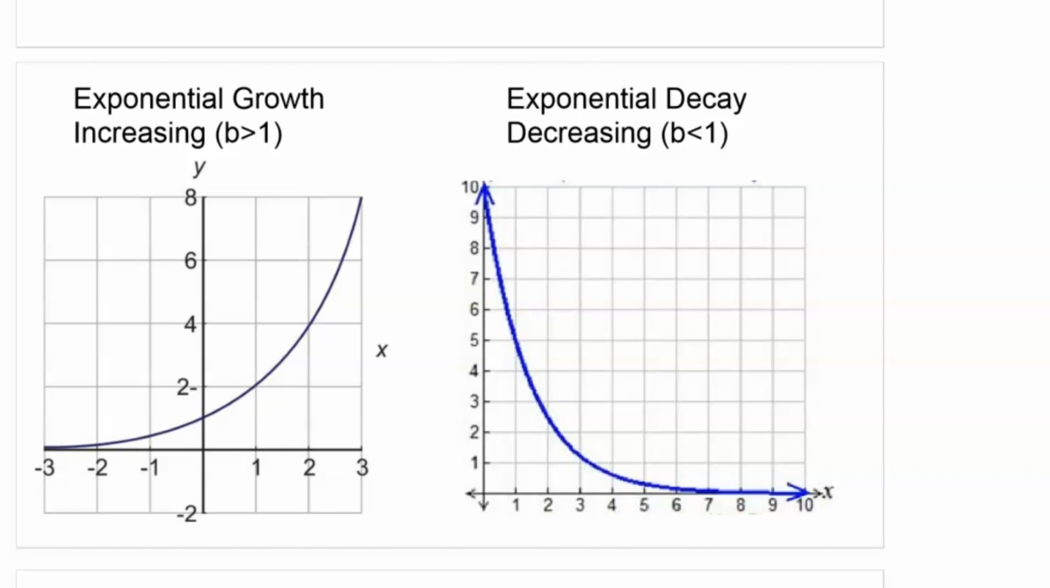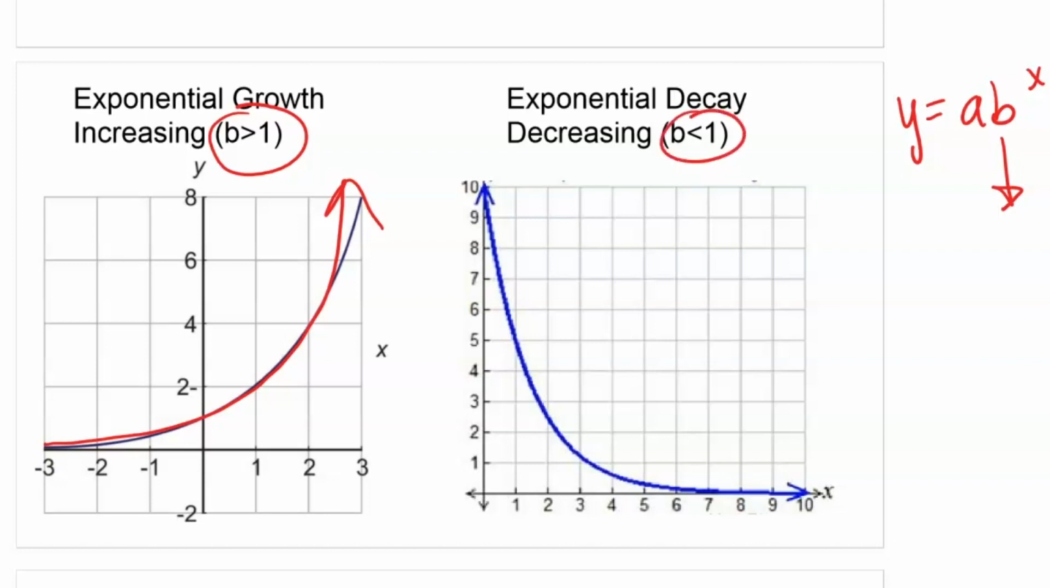or exponential decay. These are based off of the equation y equals a times b to the power of x. That's just your basic exponential equation. When the b value here is greater than 1, that's when the graph will increase. That's what we call exponential growth because it's growing or increasing. And when the b value is less than 1, so if it's a decimal or a fraction that's less than 1, then that is what we call exponential decay, and that graph will be decreasing or going down.